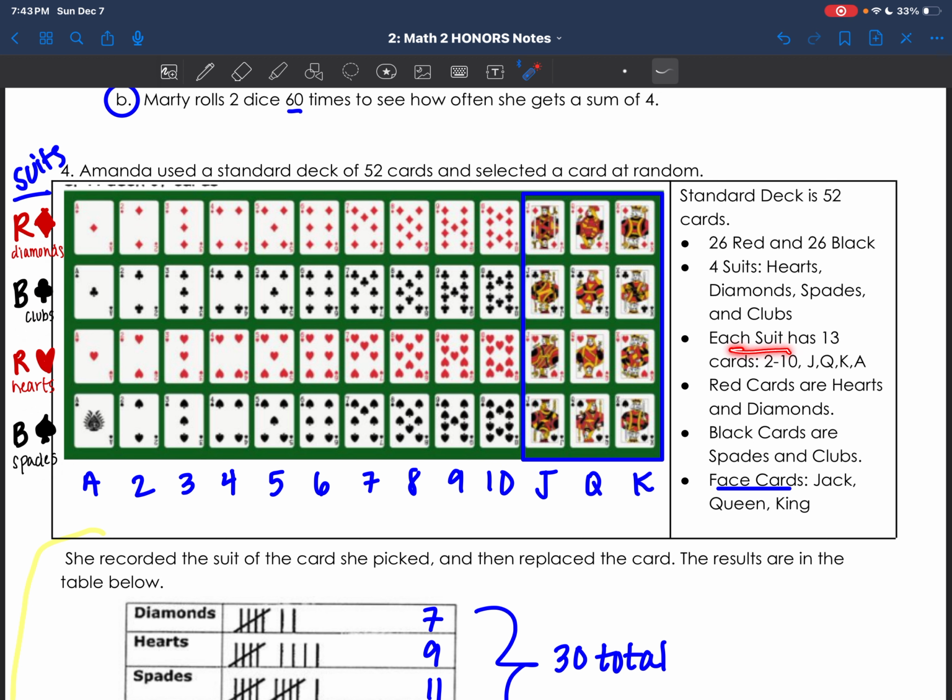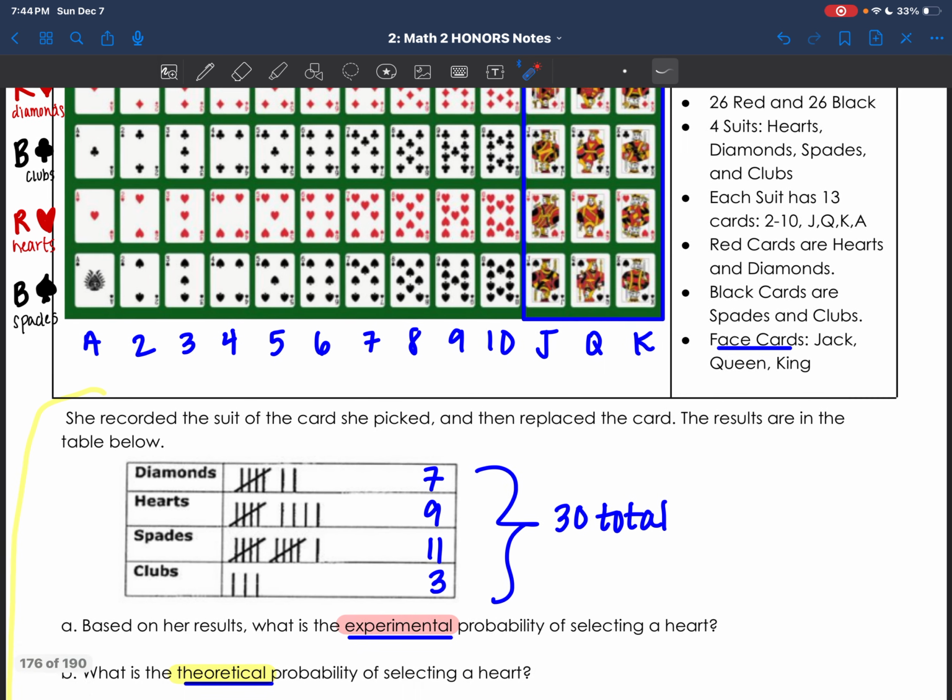Within each suit, there are 13 cards. Ace, and then you go 2, 3, 4, 5, 6, 7, 8, 9, 10. And then you have your face cards. Your face cards are Jack, Queen, King. So all of these are face cards. Red cards are hearts and diamonds, and black cards are spades and clubs. So I tried to at least label it for you. Again, if you are not familiar with playing cards or all the cards in a deck, I would definitely make sure you understand all of those and write it down.